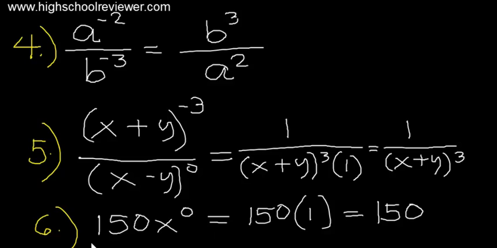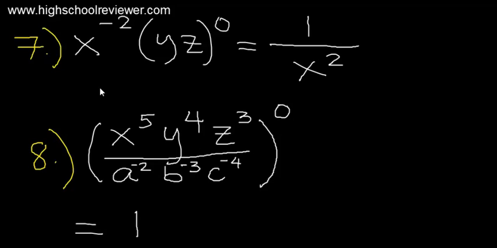And for number 6, we have positive 150 multiplied by x raised to 0. X raised to 0, that is equal to 1. And 150 multiplied by positive 1, that is equal to positive 150.